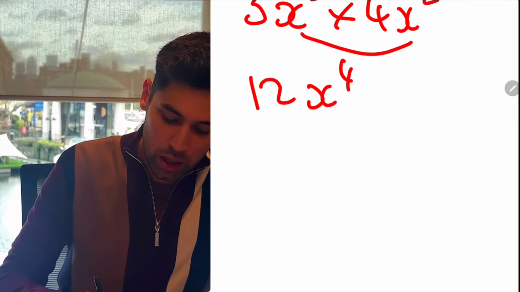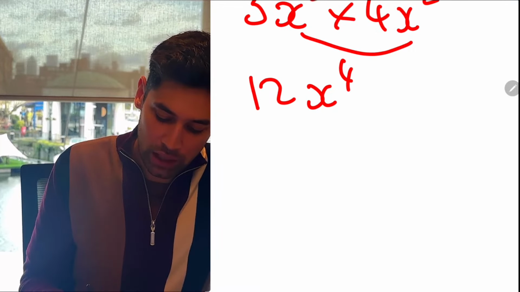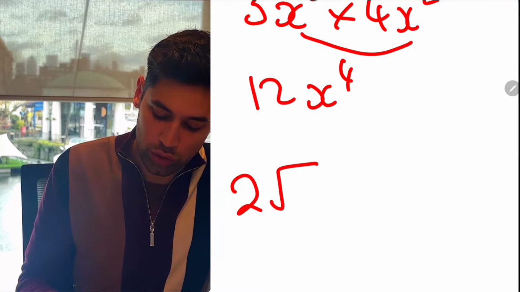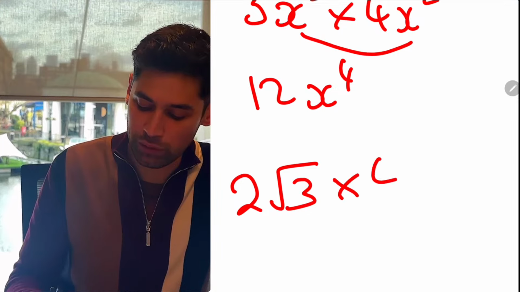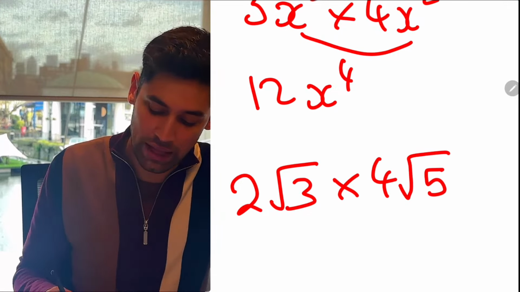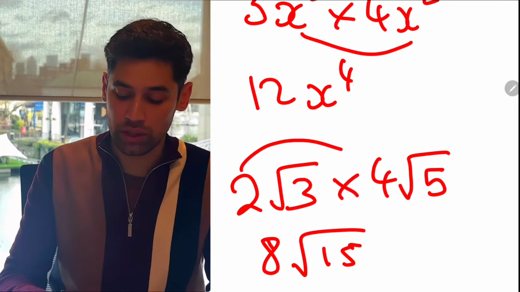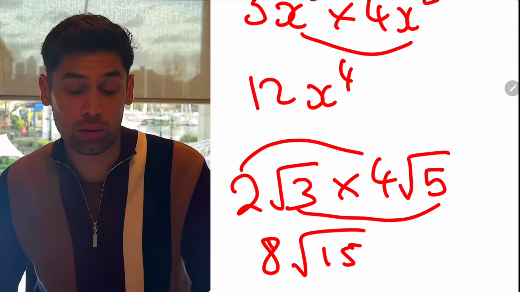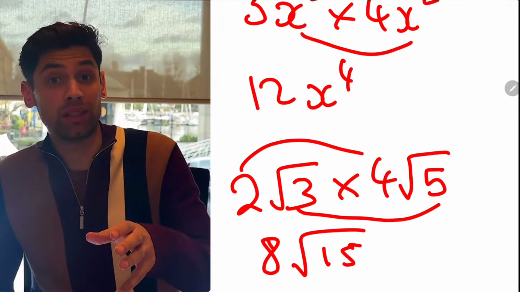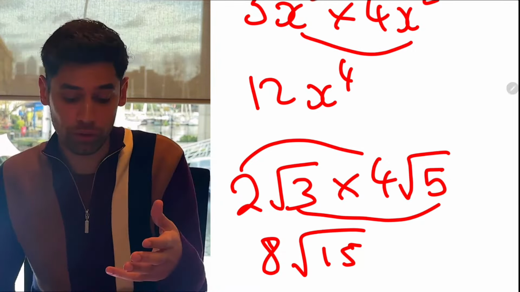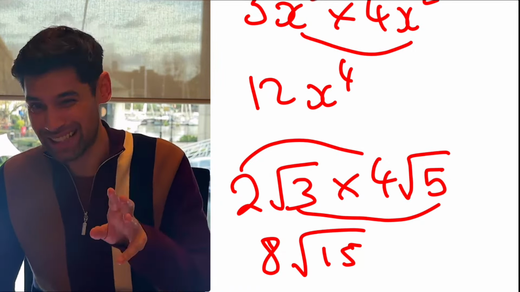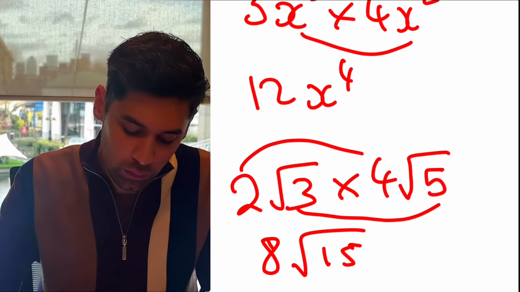There we go. So for example, if we have 2 root 3 times 4 root 5, that would be 8 root 15. Because numbers go with numbers, SURDS go with SURDS. Now, in many circumstances, the SURD will be able to simplify afterwards. Not in this case, but we're going to get to simplifying SURDS soon enough.